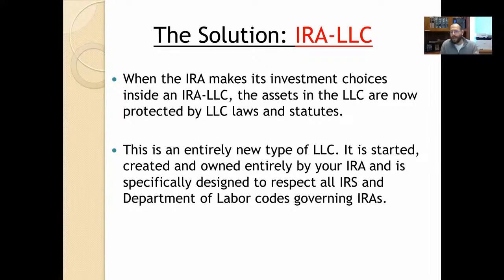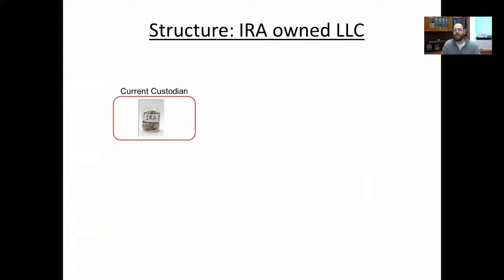So this is an entirely new type of LLC. It is started, created, and owned entirely by the IRA and is specifically designed to respect all IRS and Department of Labor codes governing IRAs. So this is not a do-it-yourselfer thing. This is what the structure is. And I think this is the big takeaway I want you guys to get. If you can visualize what it is, you'll see it. I always think a picture is worth 1,000 words. And so here you go.